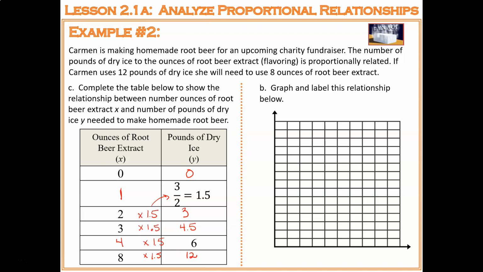All right, let's label. So remember, our x is always here, our y is always here. This is going to be pounds of dry ice on the y-axis. And then this is going to be ounces of extract down here.